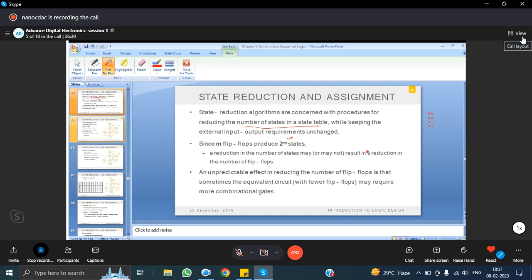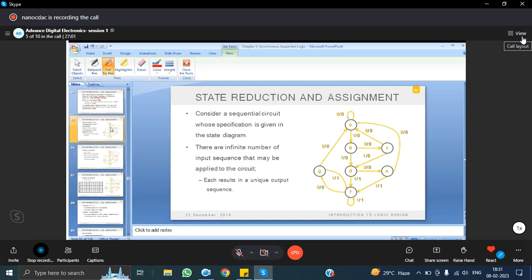See, why do we reduce states? Overall, the flip-flops reduce and the hardware circuitry reduces. An unpredictable effect in reducing the number of flip-flops is that sometimes the equivalent circuit may require more combinational gates. Even when flip-flops are fewer, sometimes the combinational logic gates become more.